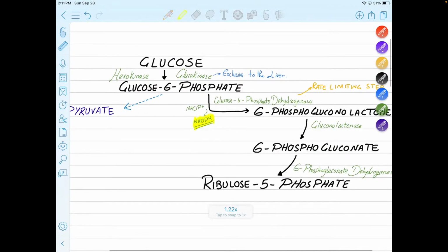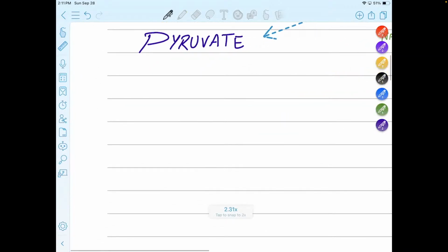So why don't I highlight this as well, so that this is remembered. So where does the HMP shunt occur, right? It occurs in the cytoplasm.